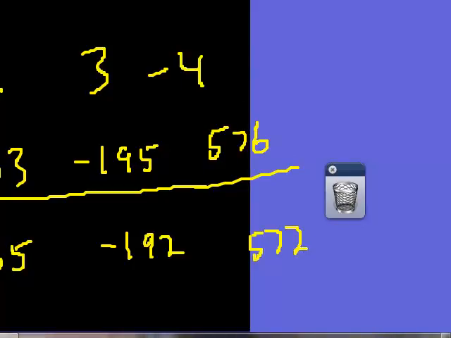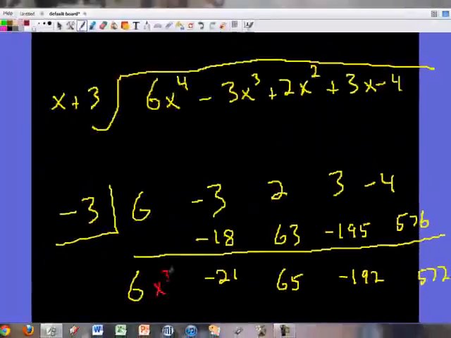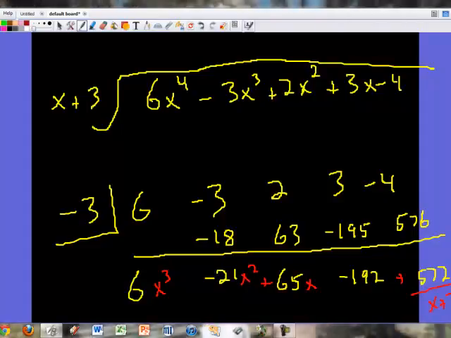You had x to the 4th, so you start 1 power lower. So this becomes x cubed, this would be x squared, this would be plus x, and then you'd have this as your remainder. So you should have 6x cubed minus 21x squared plus 65x minus 192 plus 572 over x plus 3. Hopefully you have that. And that's why I say leave space for your numbers, because those numbers will get a little bit bigger than what we had before.